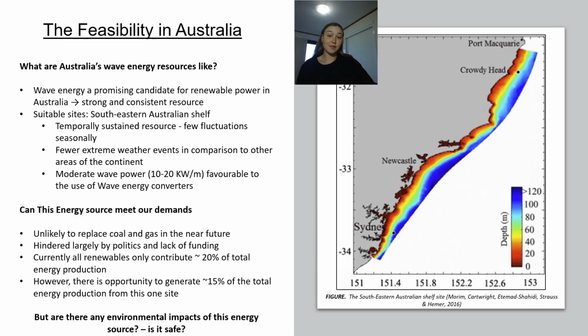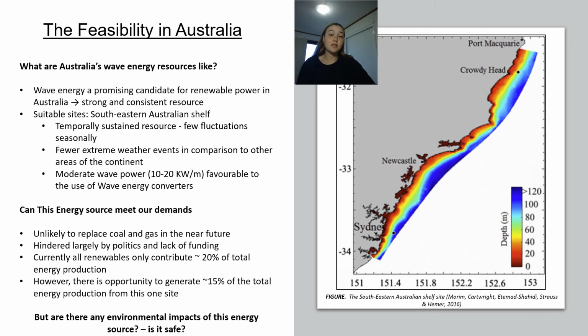So, the feasibility in Australia. What are Australia's wave energy resources like? As a potential renewable energy source that could be implemented in Australia, wave energy is a really promising candidate, just based on the strength and consistency of its supply to some of the regions of the continent.